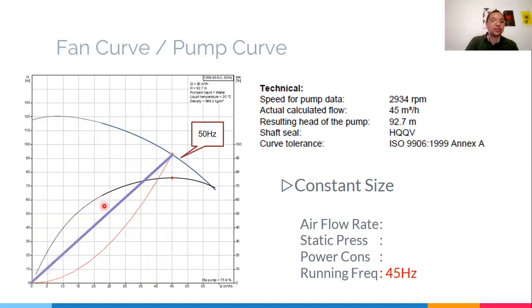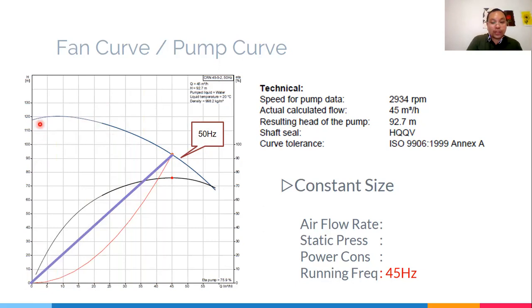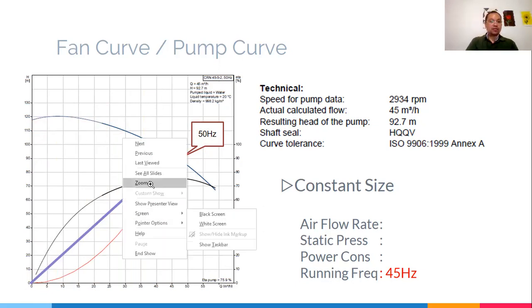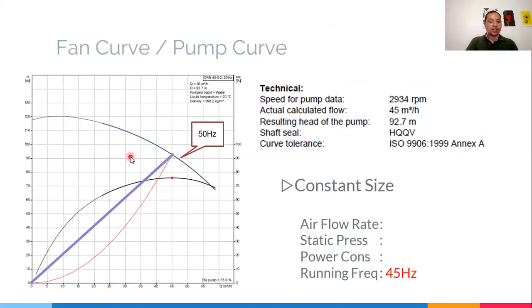Let's go back to the previous slide. If you divide this line in half, the point will be somewhere here, and this would be half of this one. This is considered 100%, so at half of it, this would be 50%. 50% of 50 Hertz will be 25 Hertz. If you notice, let me see if I can zoom this in. Zoom in.